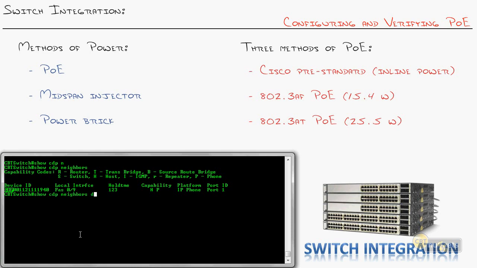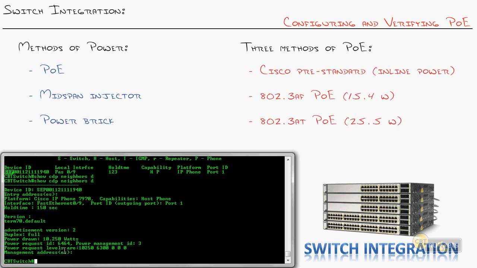I'm going to do a show CDP neighbors detail, and you can see that this is a 7970 IP phone. I can see the version of software it's running, all that. The big thing relevant to this nugget is take a look at this. Power drawn 10.25 watts. Now, this is a 7970 with a backlit, full color display. 10 watts is a pretty good chunk of wattage. Usually you'll see phones consuming in the range of 7 to 8 watts of power.